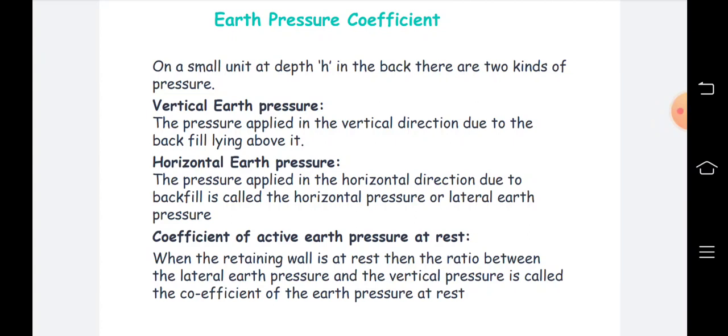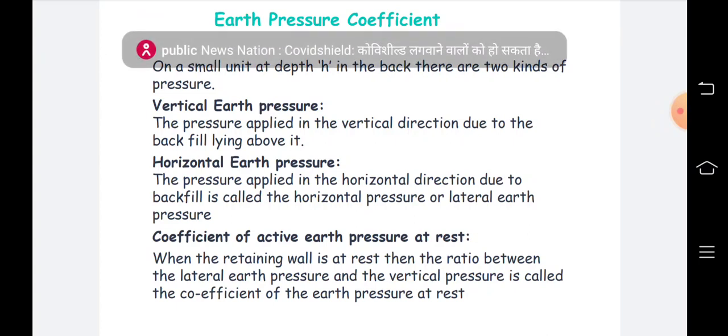There is the earth pressure at rest, active earth pressure, and passive earth pressure, denoted by sigma A for active earth pressure, sigma P or PP for passive earth pressure, and sigma 0 or P0 for the rest condition. So next is the earth pressure coefficient.